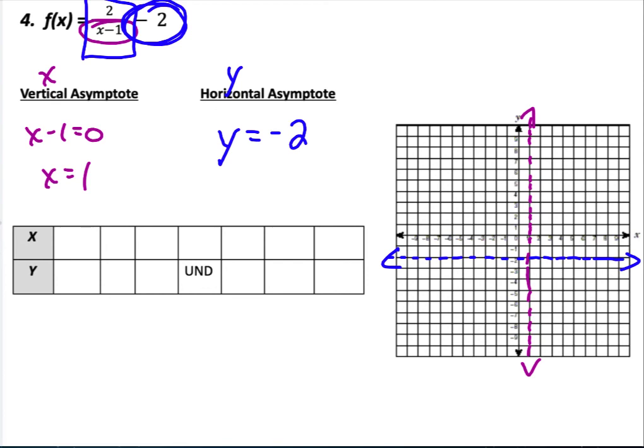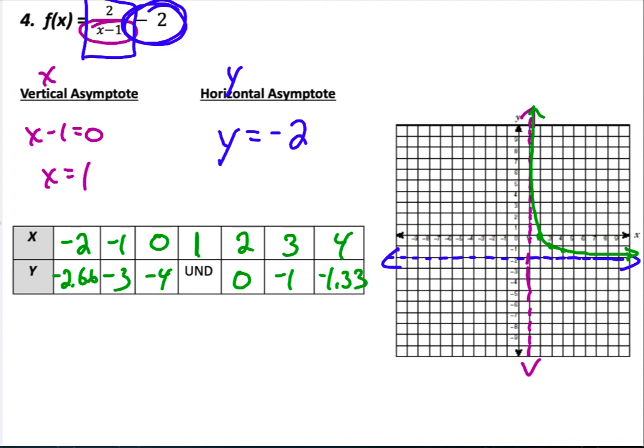Okay. I use that excluded value of 1 for x as my midpoint. Going up, I have 2, 3, and 4, which gives me 0, -1, -1.33. So 2 and 0, 3 and -1, 4 and -1.33. And I'm going to draw my line, make sure it gets really close to that asymptote line, but never actually crosses it. Going the other direction, I have 0, -1, and -2. That gives me -4, -3, and -2 2/3. So 0 and -4, -1 and -3, -2 and -2 2/3. And then I draw that line and try to get as close to those asymptote lines as we possibly can. Okay? So that's how we graph a rational equation.